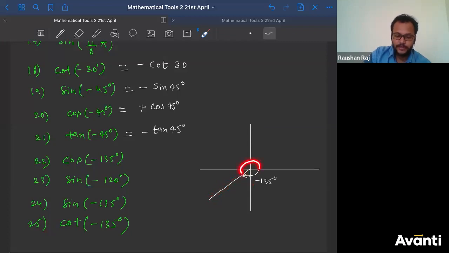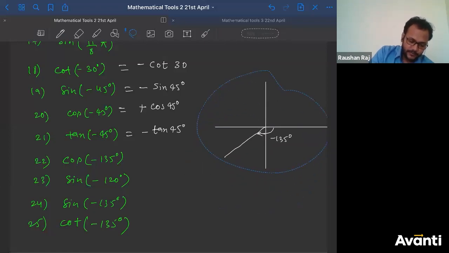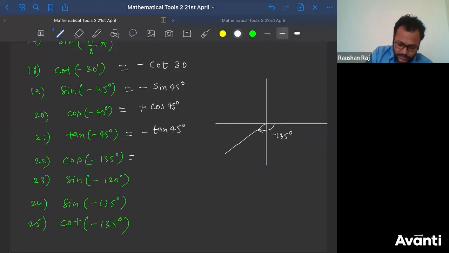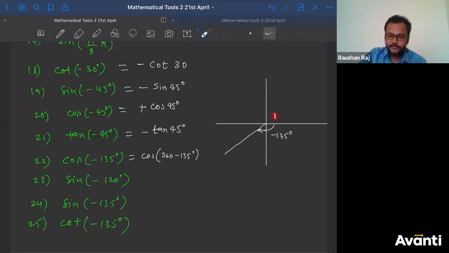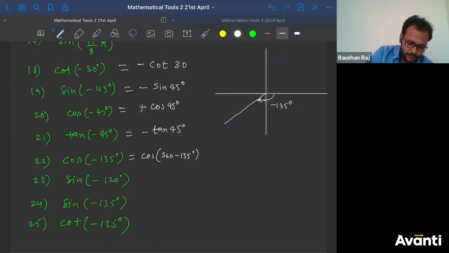So this angle also. So 135 can be written as, let me move it here somewhere and let me write it like this. So cos of minus 135 can be written as 360 minus 135, right? So the total is 360. Out of that, this is 135. So what is this angle? 360 minus 135. Very good, Sarthak. So what is that answer? So this is nothing but cos of 225 degrees. Now it is simple. Now we know how to find that, right?